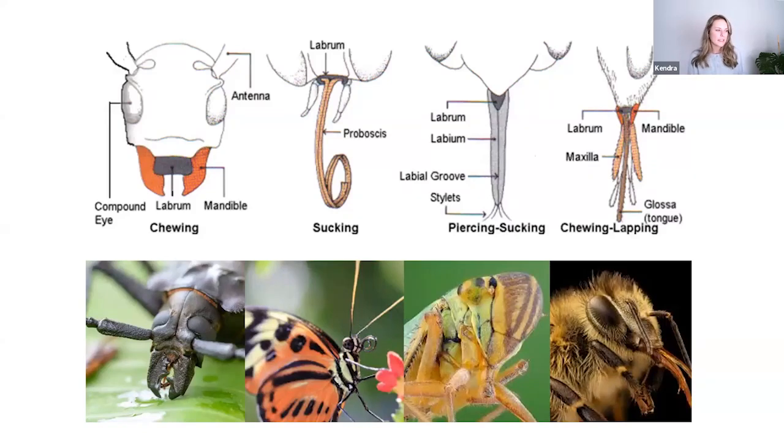And then finally, commonly found in bees, we see something like a chewing, lapping combination of a mouth part, and not common in landscape pests.